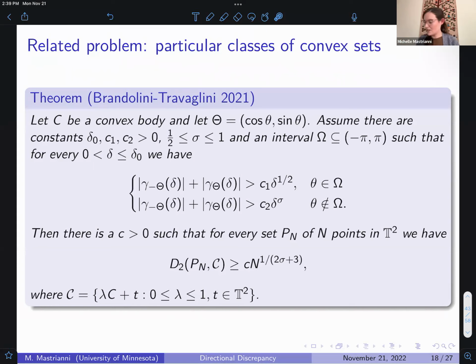It says that essentially, if you have a convex body that behaves like a disk on some interval, so that's what this property is saying, we need some interval where this quantity is lower bounded by delta to the 1/2, so it's really smooth on that interval. And outside of that, if you have knowledge of the correct power for this quantity, then we can lower bound the discrepancy of the set of dilations and translations of this convex body C by the following quantity.